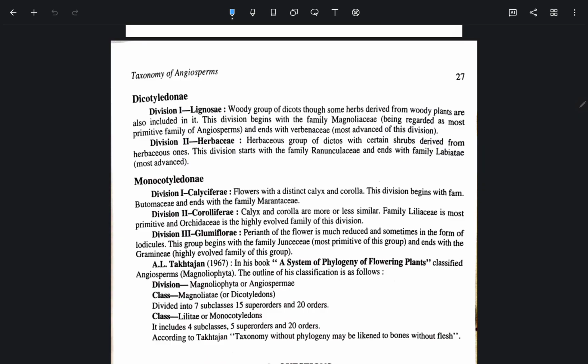Dicotyledons Division One: Lignosae, the woody group of dicots, though some herbs derived from woody plants are also included in it. This division begins with the family Magnoliaceae and ends with Verbenaceae.